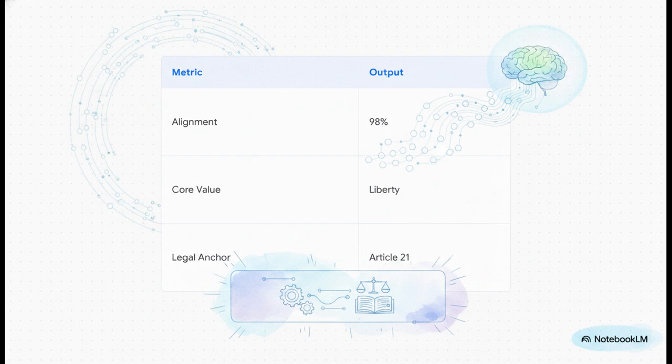The system calculates these exact metrics for every single output. It mathematically scores the alignment, showing 98%, for example. It identifies the core value being reinforced, like liberty of life. And, most importantly, it shows the precise legal anchor, such as Article 21. You aren't getting an AI's best guess. You are getting a mathematically verified, legally supported output.